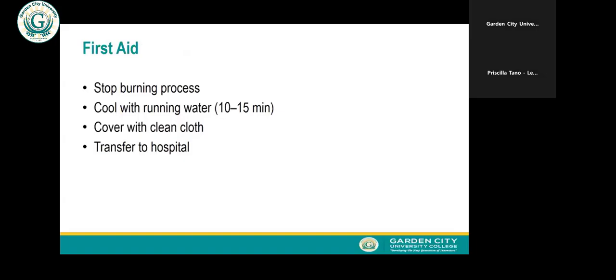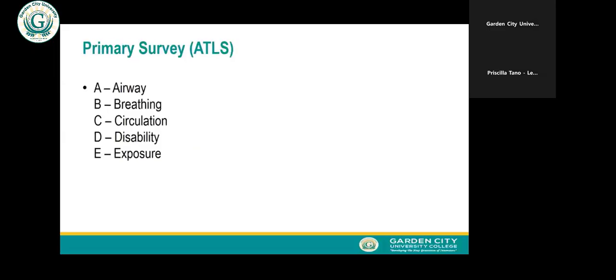First aid management. Of course, we want to stop the burning process. So, maybe before you bring the patient to the hospital, stop the burning process, cool with running water, cover with a clean cloth, and then transfer the patient to the hospital.